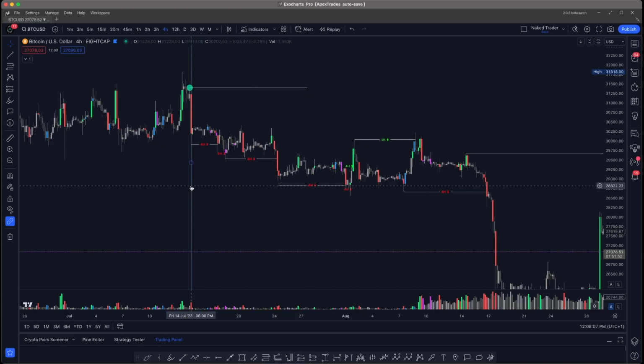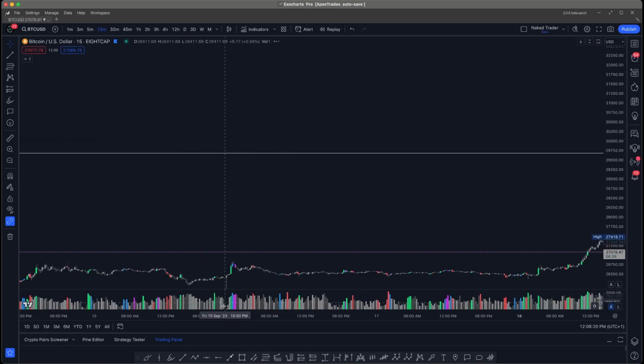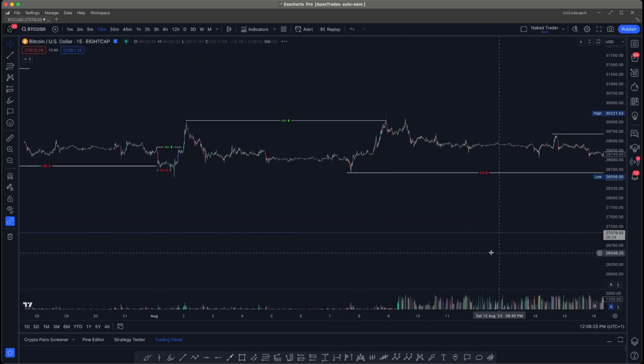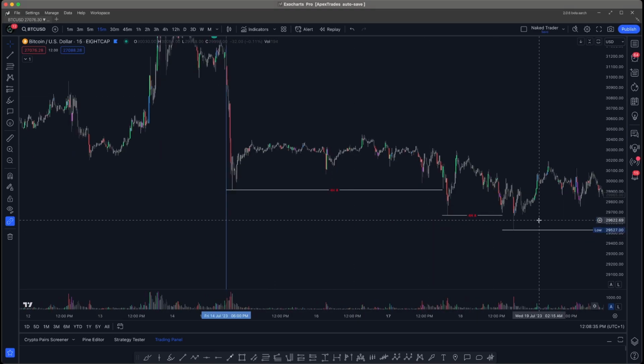Let me just move that out of the way. Yeah, that would have been the range before that break. And so we made a trend change here, and if we just dive in onto the 15 minute to that point, see if I can find it. Let's look at what happens.